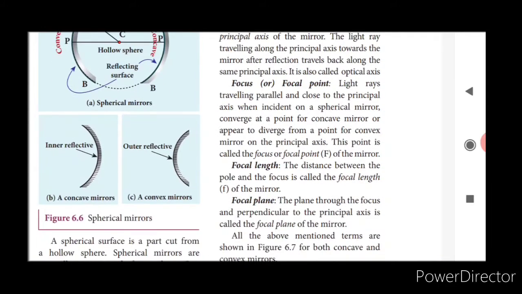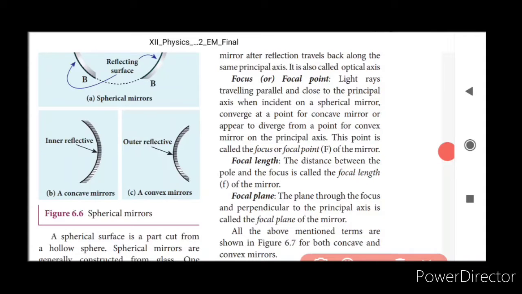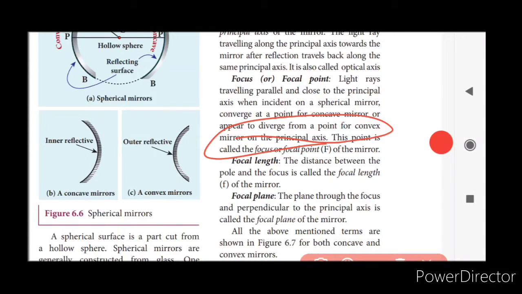Focus or focal point. Light rays traveling parallel and close to the principal axis, when incident on the spherical mirror, converge at a point for the concave mirror, or appear to diverge from a point for the convex mirror. Note this one also. That point is called the focus or focal point.